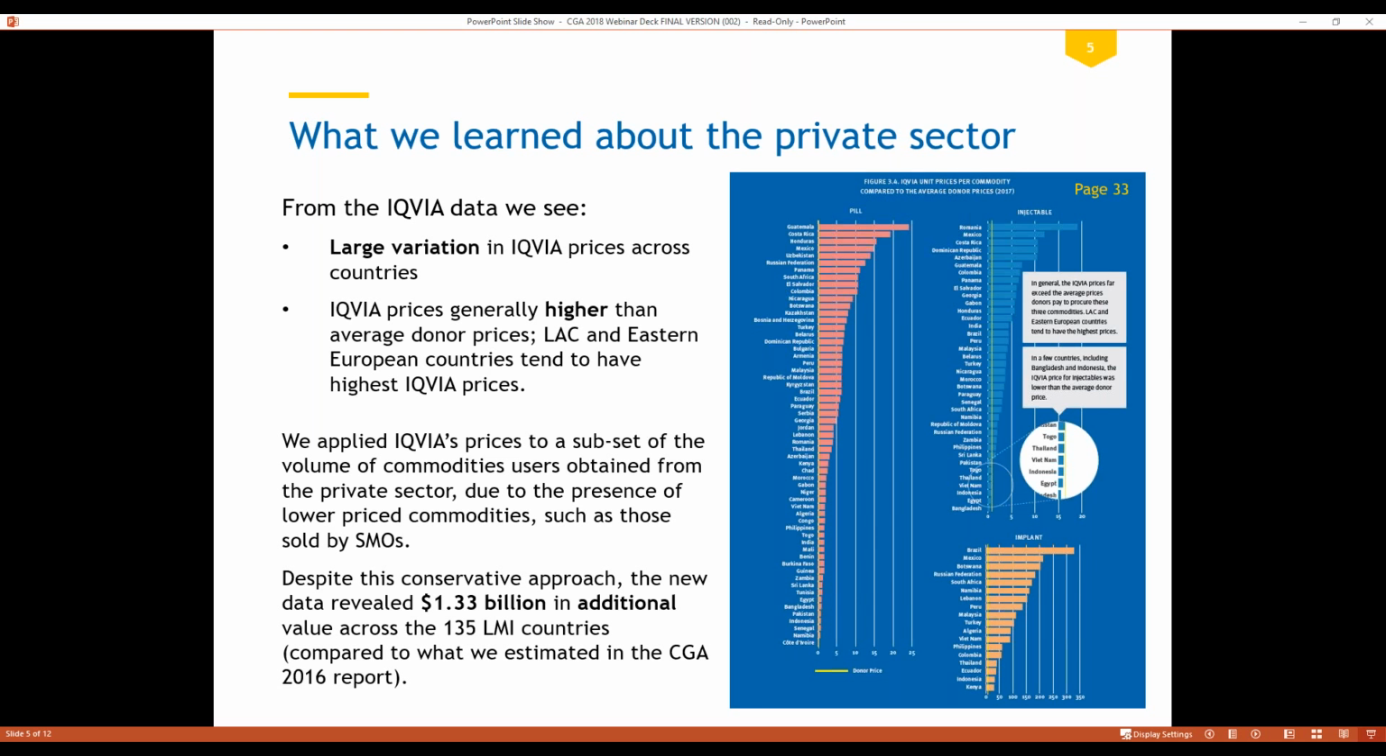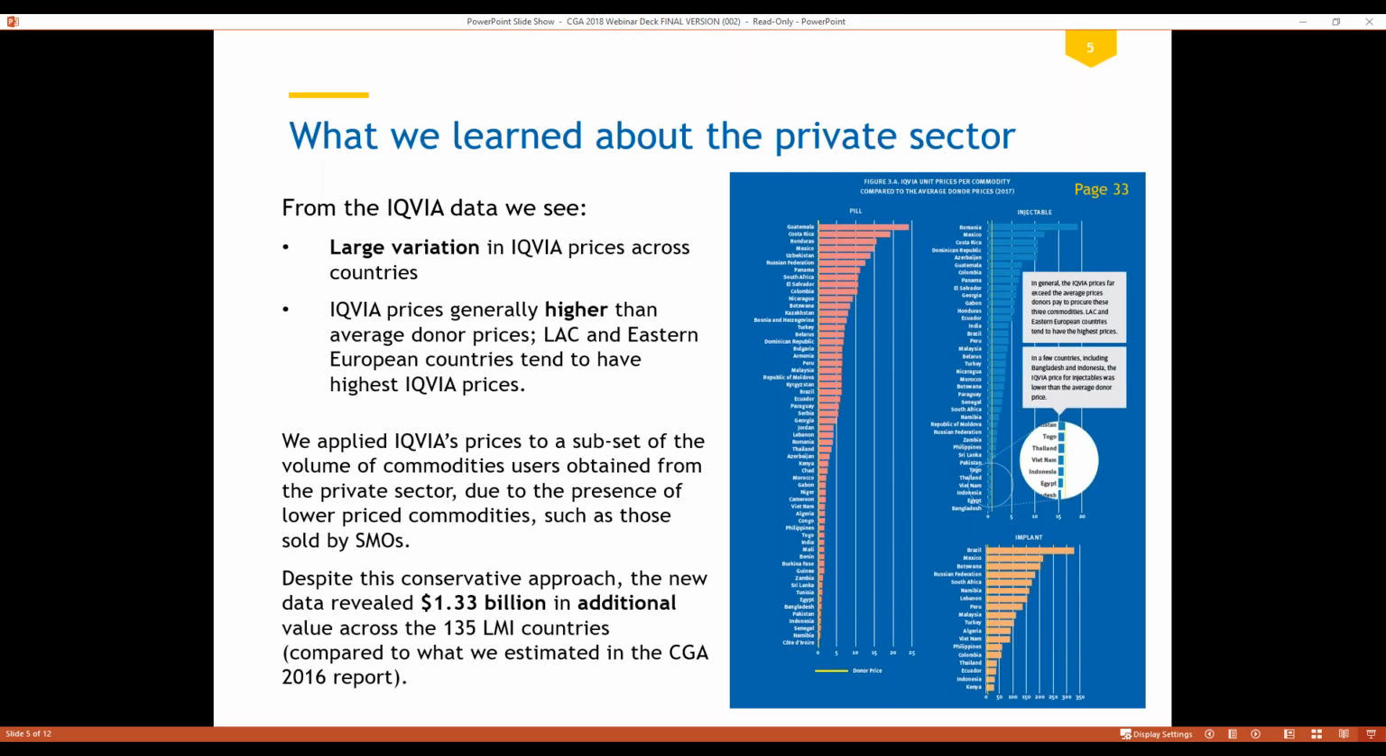But we also know, as I mentioned before, that the private sector has a lot of variation in it, and that these prices may not be reflective of the whole private sector. And so we were able to use the data on social marketing organizations to try to estimate a sort of hybrid price within the private sector that reflects the blend of truly commercially priced commodities as well as subsidized commodities. In doing this, we found an additional $1.3 billion, which was not identified if we had just applied donor prices across all commodities, which is what was done in the 2016 commodity gap analysis.